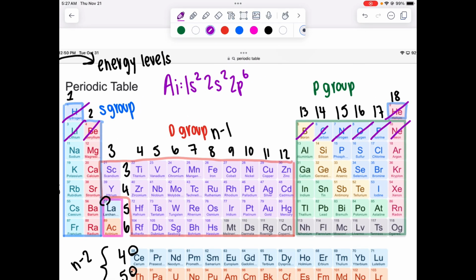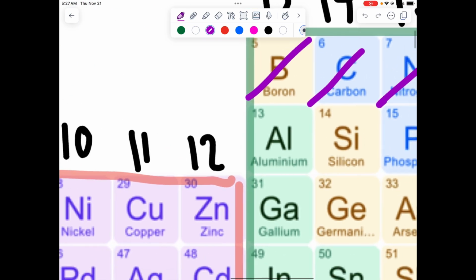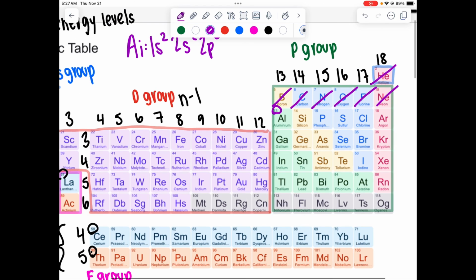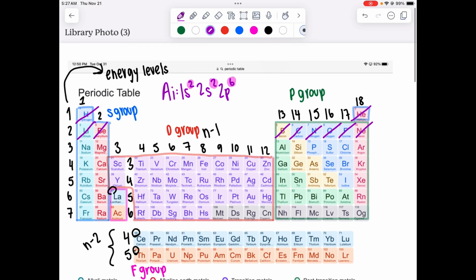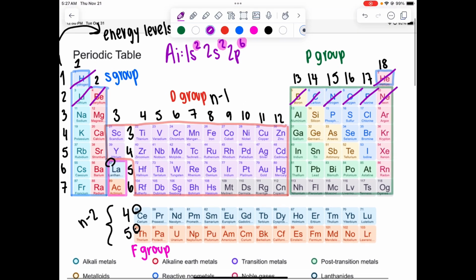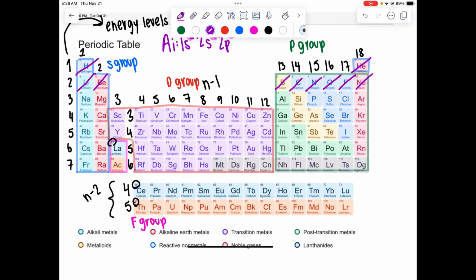Okay, also keep in mind that we're trying to find aluminum. So the atomic number is 13. By the end of this, all these numbers should add up to 13 because it's the atomic number of aluminum. Now since we're done with the S row, so now since we're done with row 2, we're going to go to row 3.